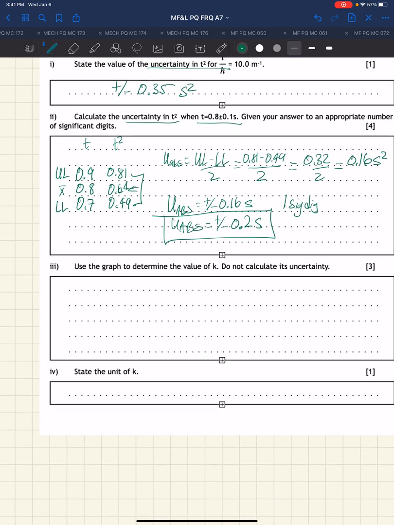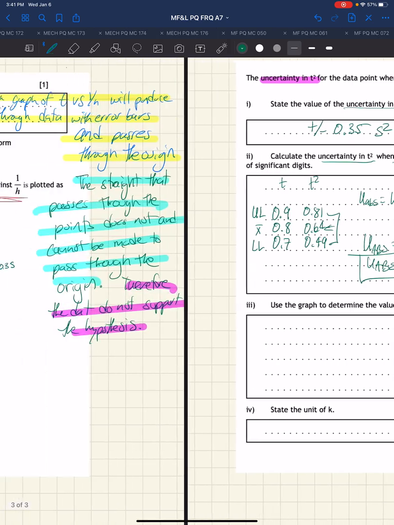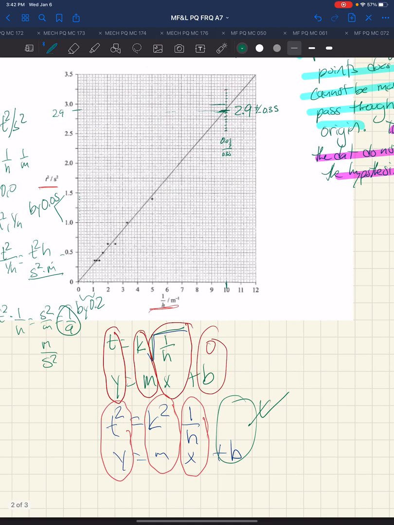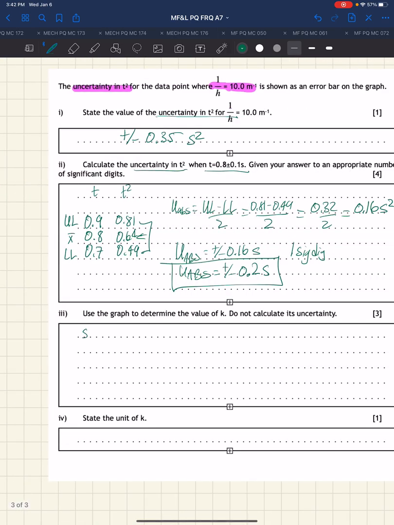Use the graph to determine the value of k. We said that the slope is k squared. And if we want k, we need to find the slope. The first thing we want to do is state explicitly that we are aware that the slope is k squared. The slope equals k squared. So k is the square root of the slope, which is then the square root of delta y over delta x.